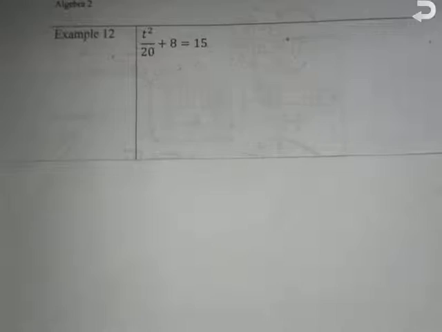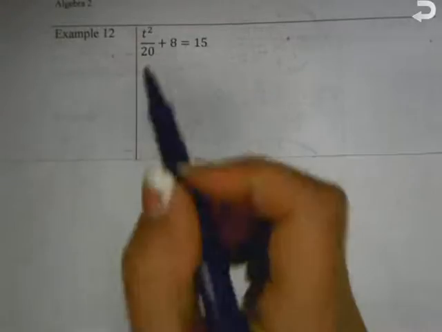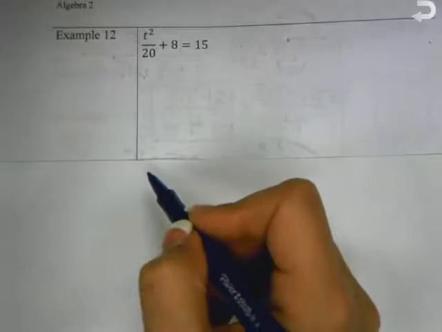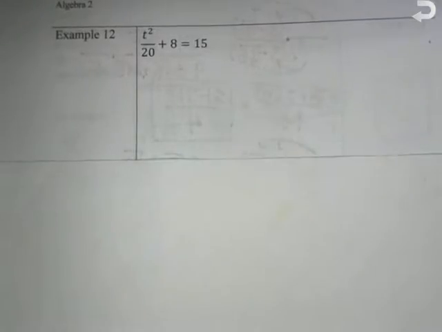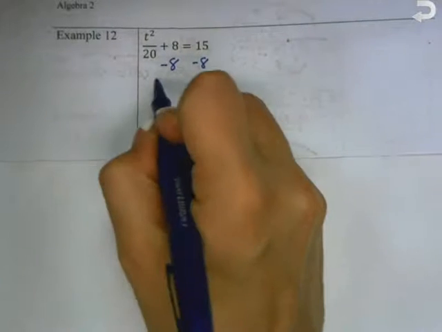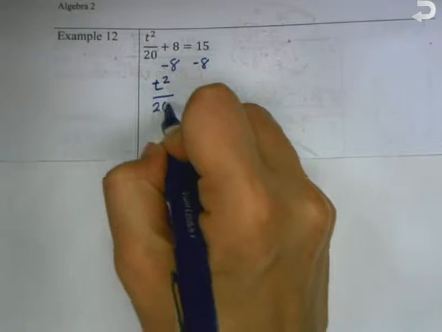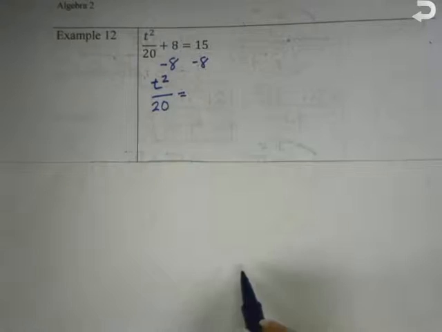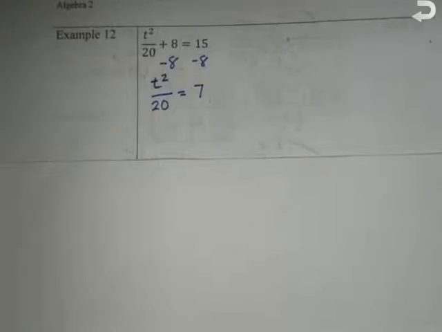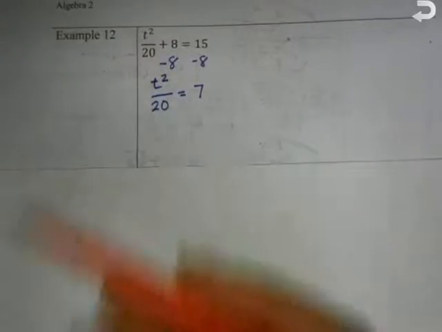Example 12. Now step 1, we want to get the square term by itself. So this time the square term is not by itself. So what do I have to do? What should I do first? Yep, we subtract 8 from both sides. So we get t squared over 20 equals 15 minus 8? 7. And the square term is still not by itself, so I need to do what? Good. Multiply both sides by 20. So let's multiply 20 on both sides.